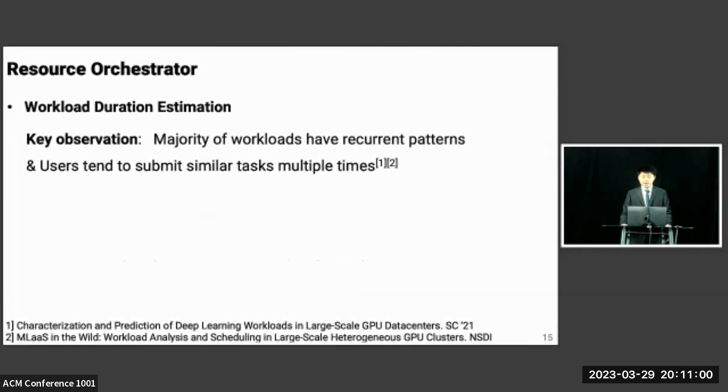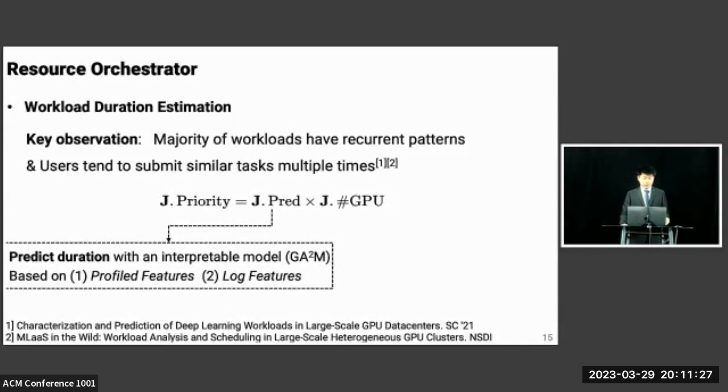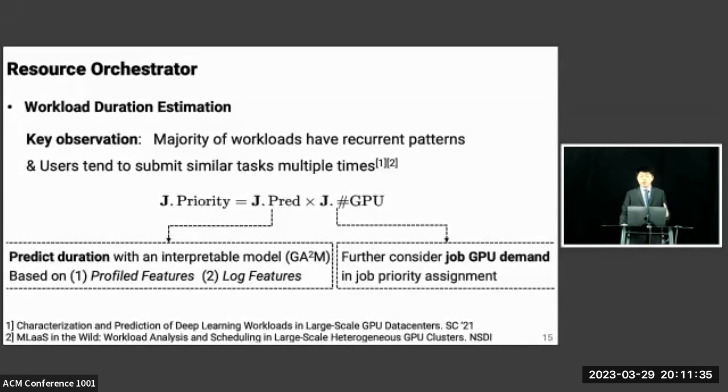Our resource orchestrator schedules jobs based on duration estimation. It is based on the key observation reported by recent work. The majority of workloads have recurrent patterns, and users tend to submit similar jobs multiple times. So we assign each job a priority value to optimize the scheduling order. It consists of two parts. The first part, we predict the job duration with an interpretable model based on profiled and log features. Besides, we further consider job GPU demand in job priority assignment.